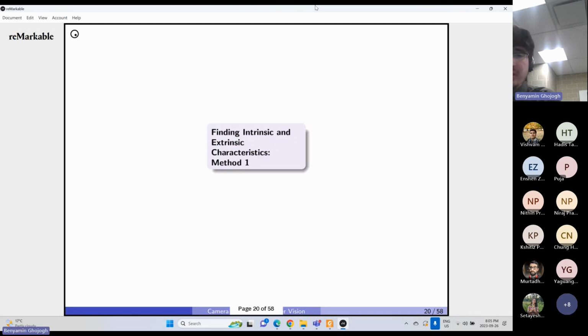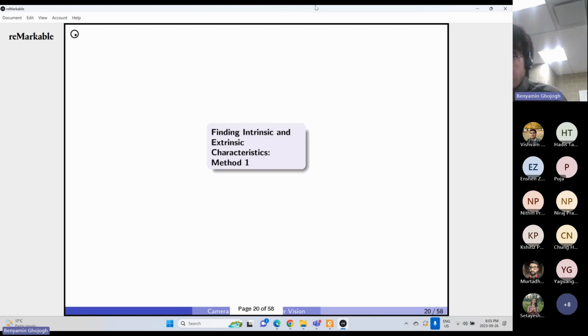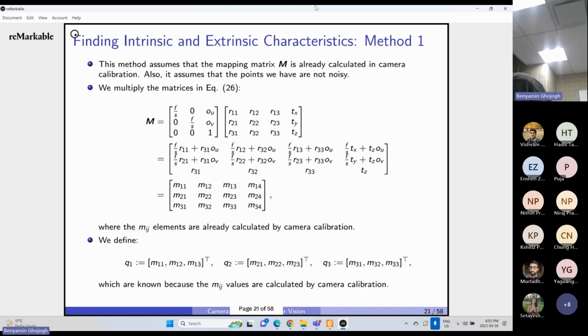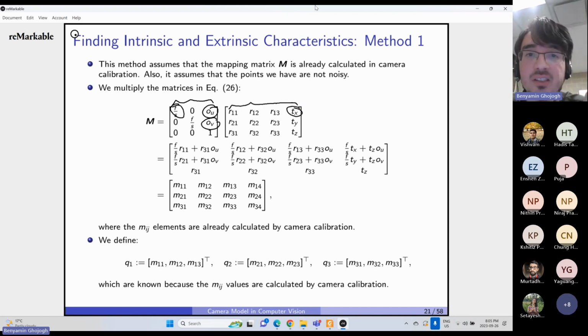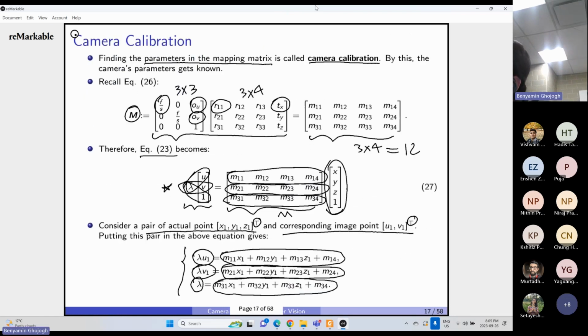Okay, so now our unknowns M11 to M34 are known, so we calibrated our camera. Agreed? Now, finding intrinsic and extrinsic characteristics, method 1. We want to find the elements F over S, OU, OV, and the rotation values and translation values individually, separately. In camera calibration, recall that we learned all of the M values, and the M values are the matrix multiplication of this matrix and this matrix.